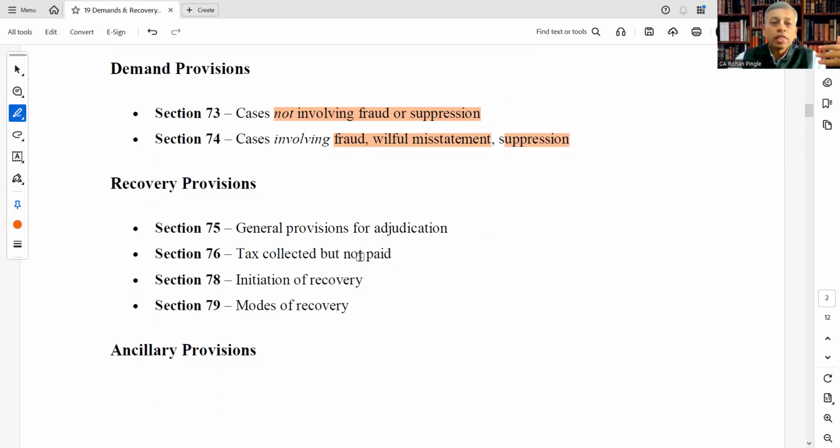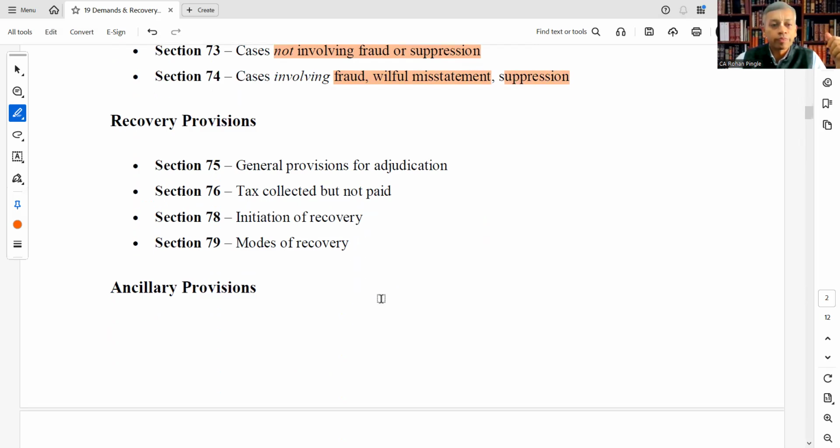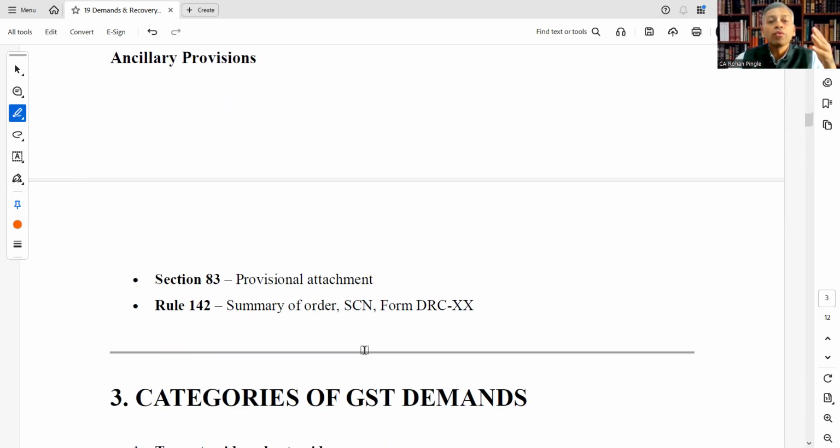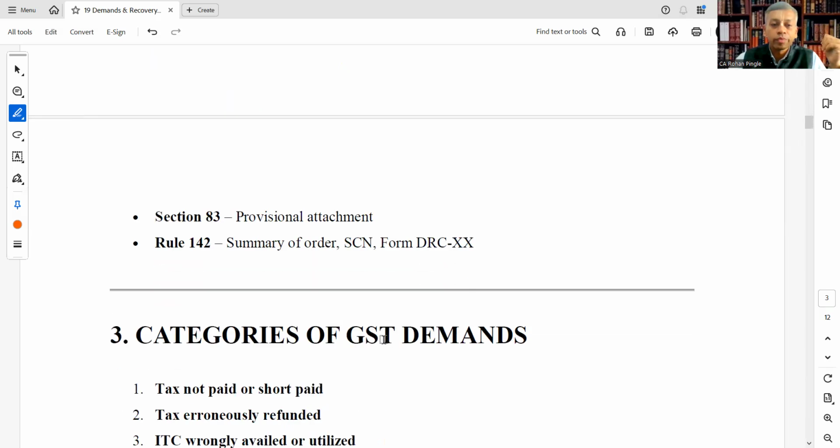Section 75 deals with general provisions for adjudication. Section 76 deals with tax collected but not paid. Section 78 deals with initiation of recovery, and section 79 deals with modes of recovery. Ancillary provisions: section 83 provisional attachment, and rule 142 summary of order, show cause notice and form DRC 20.